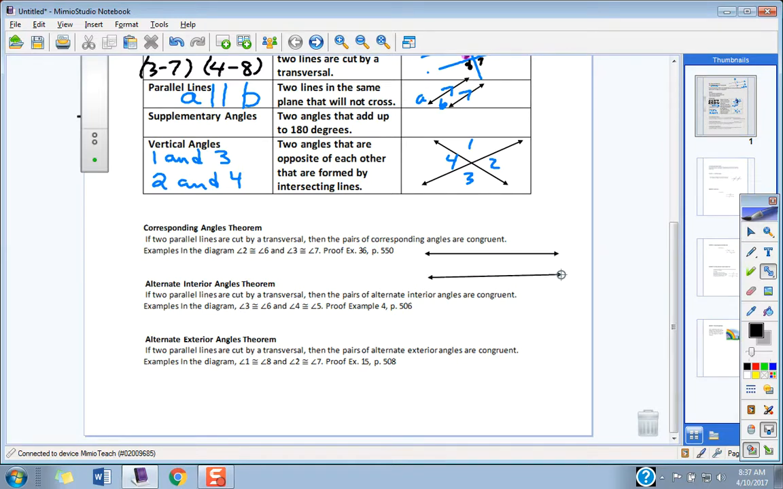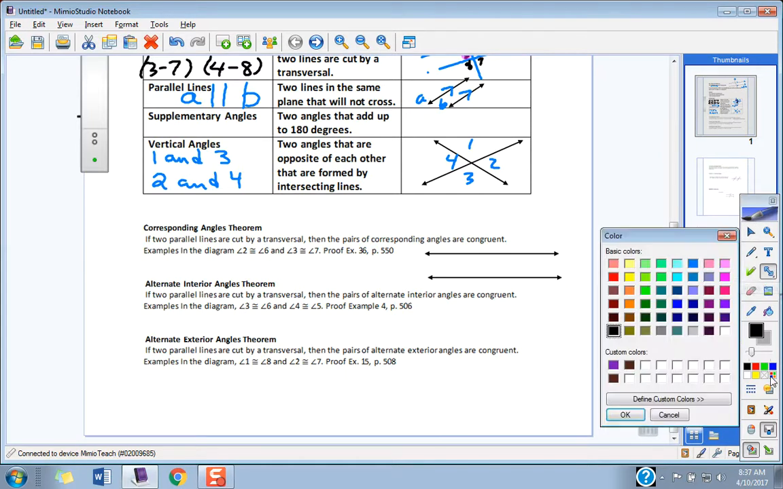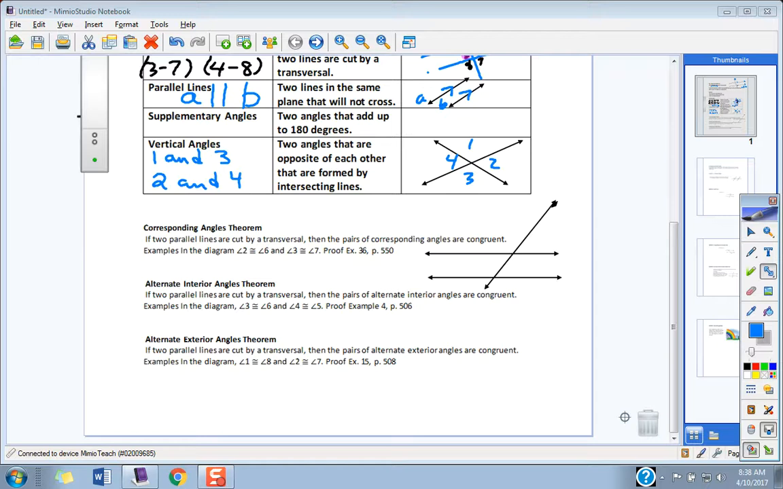You draw the same thing. First of all, we're cutting what types of lines with a transversal now? What types of lines are we really worried about today? Parallel lines, all right? Take these parallel lines and cut them by a transversal. Okay, what I want you guys to do is this.